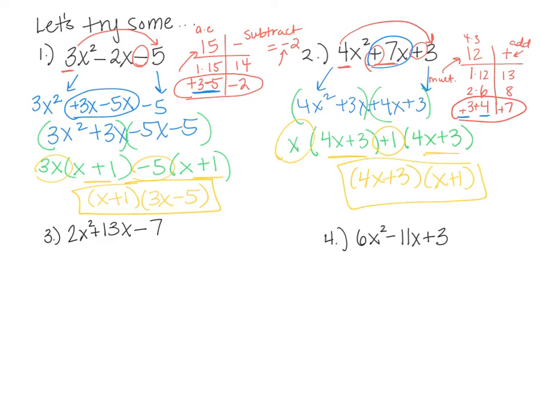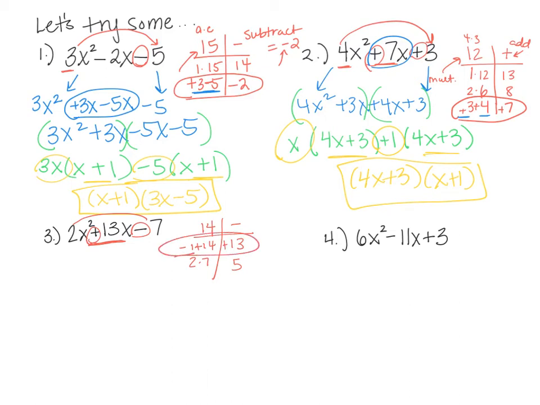So I'm going to try another one here. I'm going to first multiply that 2 times that 7 to give me a 14. It's going to be subtraction here. So I'm going to say 1 times 14, 2 times 7. I'm going to be subtracting them, so I'll get 13 and 5. I'm trying to equal a positive 13. So that means I'm going to have a negative 1 and a positive 14 will give me a positive 13.